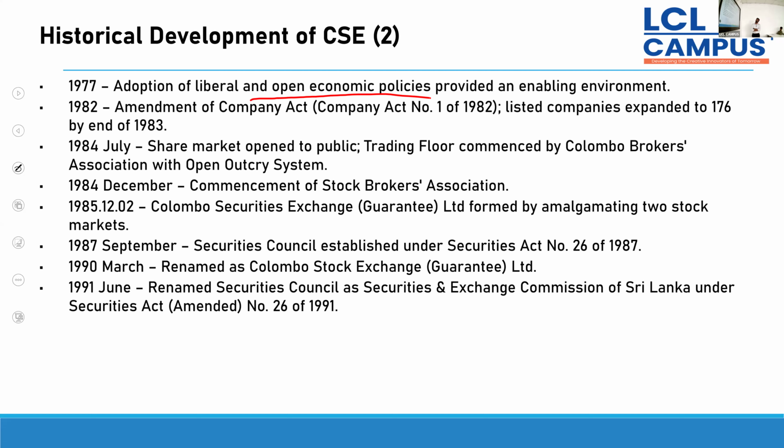So 1982, amendment of the Companies Act. What is the currently used Companies Act? Act number 7 of 2007. But it has subsequently been amended in 2025. Keep in mind, there are some slight changes to that previous Act, number 7 of 2007, right? So that's it.